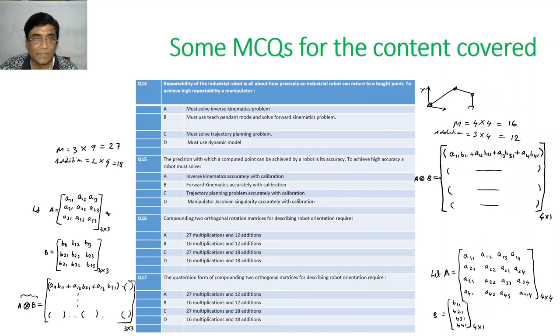See the saving. Earlier, multiplying 3 cross 3 rotation matrices requires 27 multiplications and 18 additions. If you use quaternion, for the same thing you require 16 multiplications and 12 additions. So it's a great saving: 11 multiplications saved per matrix, and 6 additions saved. Multiplication saving is a great thing. And this is not just one, because all the elements inside the matrix are functions of time. So it's a huge saving. That's another advantage of quaternion.